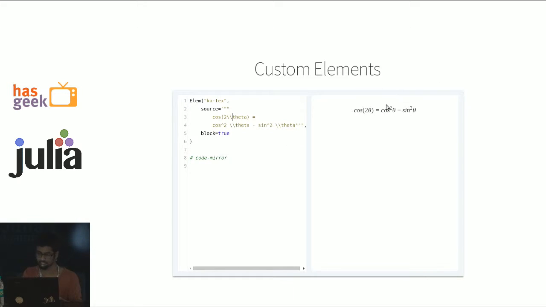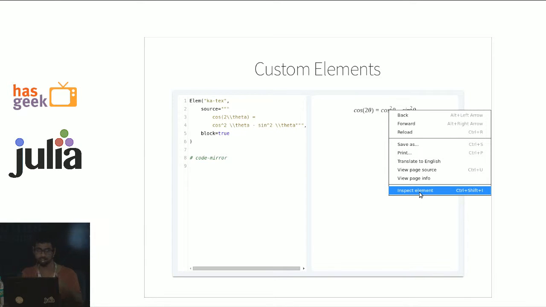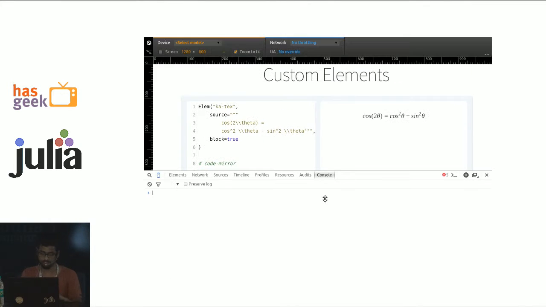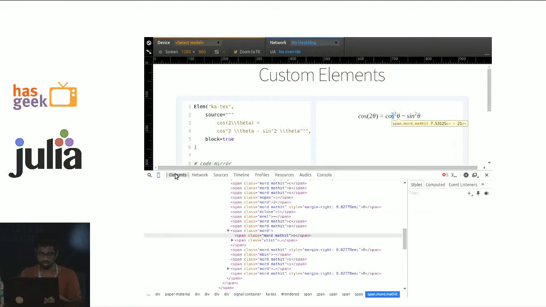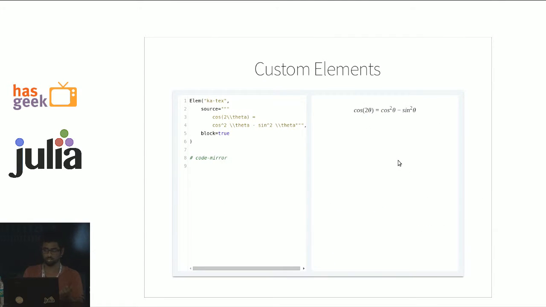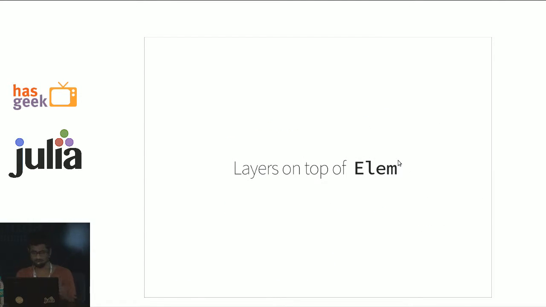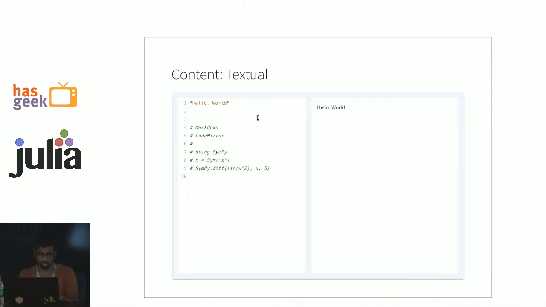Here's a LaTeX custom HTML element I created, but in Escher it's just one DOM node, but if you inspect this, you'll see like a million of these things, but you didn't have to generate all those things. So that's how Escher works, but there are very high level abstractions. Escher can convert any Julia value into a UI. For example, here's a simple string that works, as you can see, and I can create markdown text. That also works.